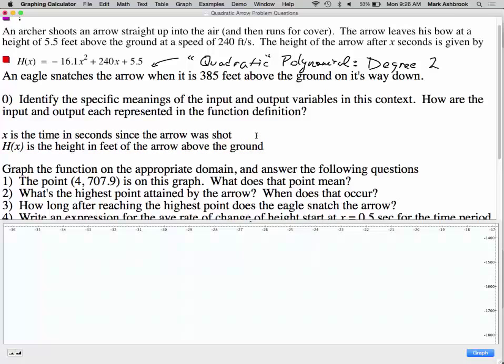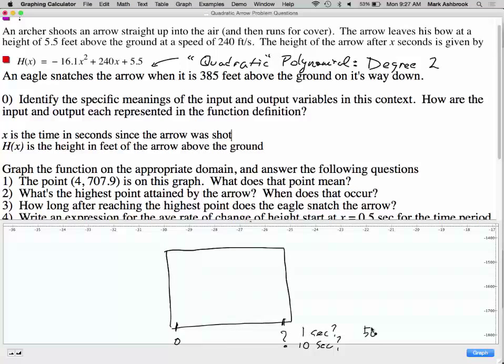So you think about the window on your screen. Here's your window on your screen. Of course we want to start at 0. So on your screen you want 0 to be over here. So the question is, what makes sense for the maximum time value? Should it be 1 second? 10 seconds, 100 seconds, 50 seconds? 1,000 seconds?